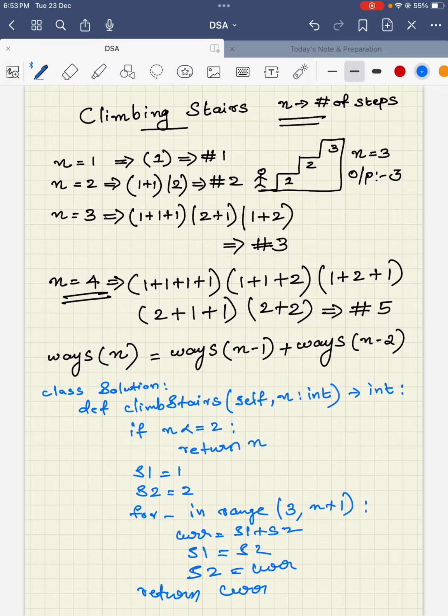So that's the thing. What is the time complexity? Since we are iterating through once, it is order of n, and the space complexity is order of 1. I hope you understood this problem. Thank you for listening.